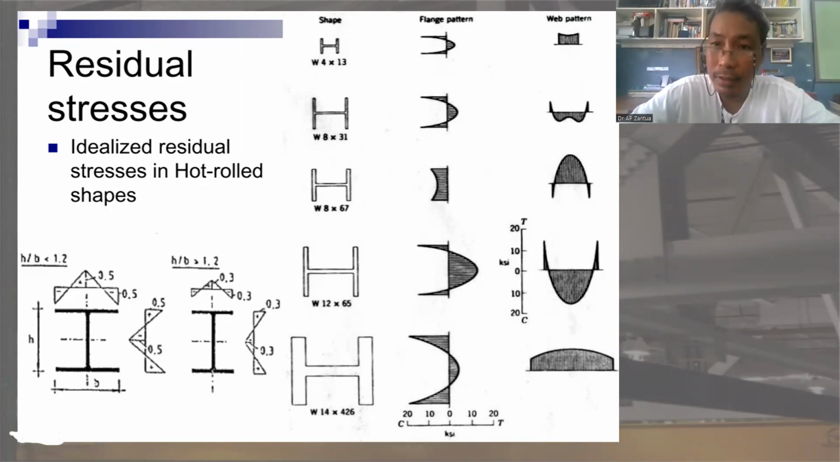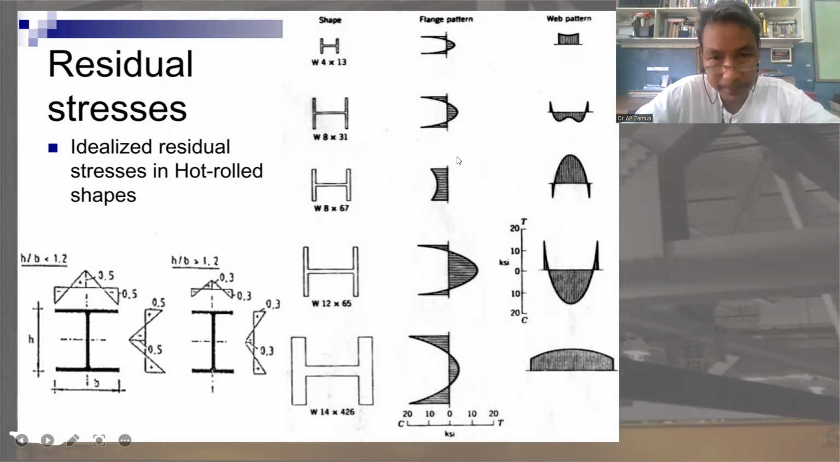So if H divided by B is greater than 1.2, 0.3 is the common value. And if it's less than 1.2, 0.5. Okay, let's take note of that. For example, we have H shapes, and we are given 5 different W-type shapes of different sizes: very small, small, medium, large, very large.